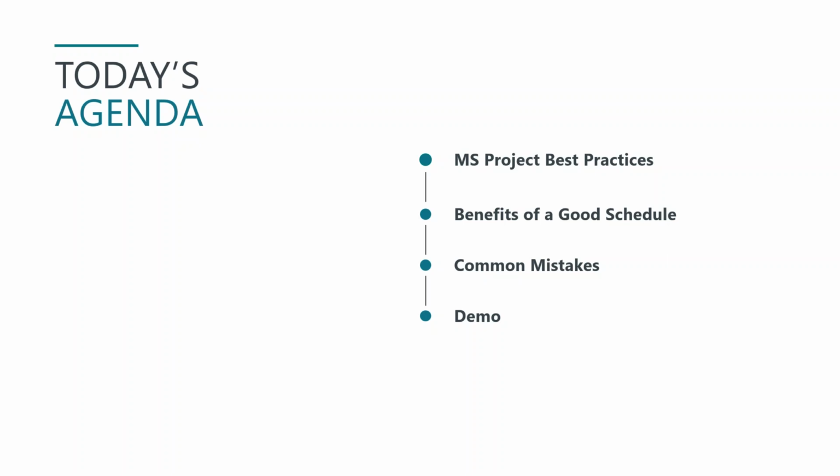We're going to talk about best practices in working with Microsoft Project on scheduling your projects and updating project progress. We're going to talk specifically about the benefits you get when you have a good schedule, and then so that you can easily identify them, we're going to talk about some of the common mistakes that we see in our work with our clients. And then we're going to go in and look at them specifically in the project desktop client.